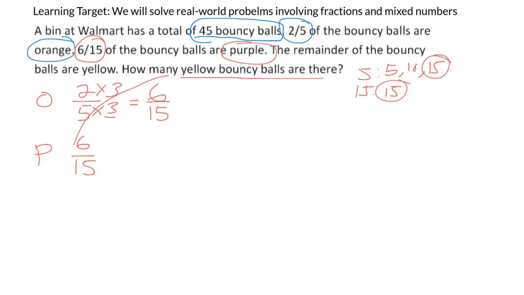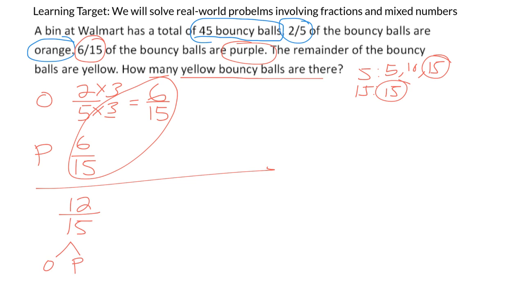So what that means, if we add these two numbers up, we'll be able to find our total of orange and purple balls. Not how many, but what fraction of them are orange or purple. Okay, so 6/15 plus 6/15 is 12/15. And that is orange and purple. Okay, now what we could do is find out what 12/15 of 45 is.